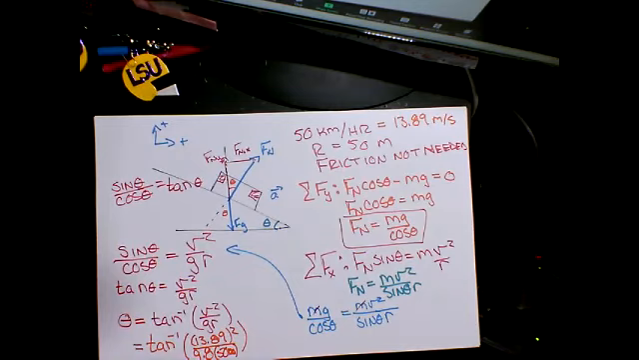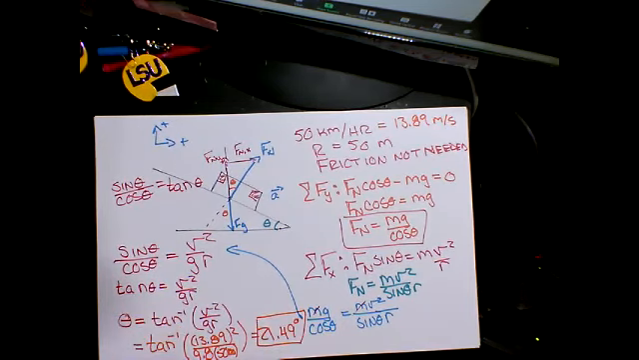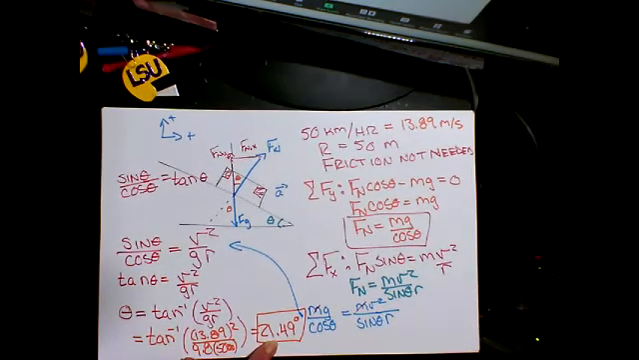Now put that in the calculator. So I have 13.89 squared divided by 9.8 times 50. I'm going to take the arctan of that. Arctan of that gives me 21.49 degrees. And I'm done. So at this angle, with no friction, my car will stay on the incline. Kind of cool. There you go. We are done with all these examples.